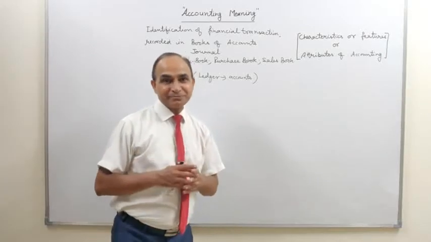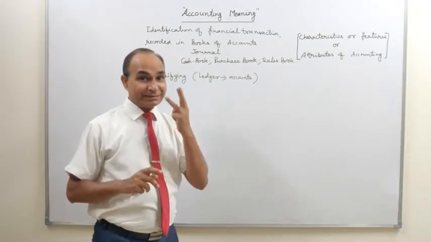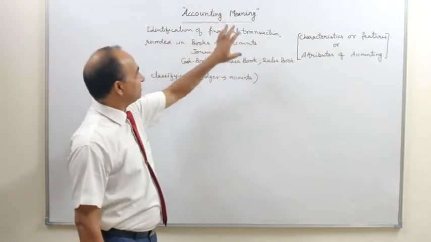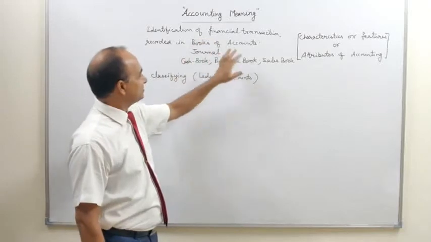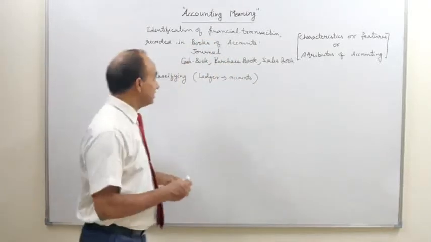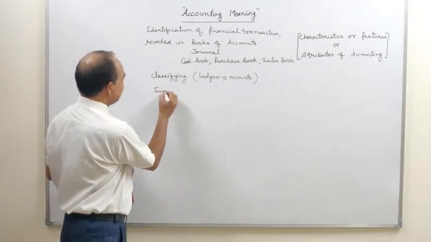So students, so far I discussed 3 steps. That accounting includes identification of financial transactions, then recording into books of accounts, then classification. Then what after classification? That is summarizing.